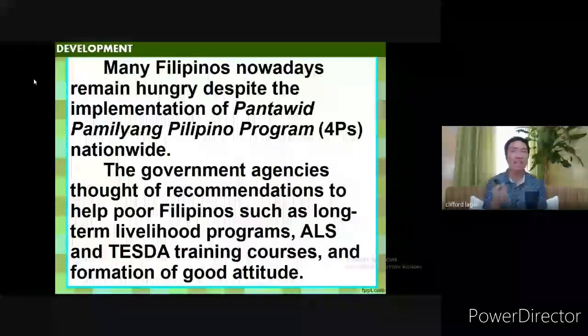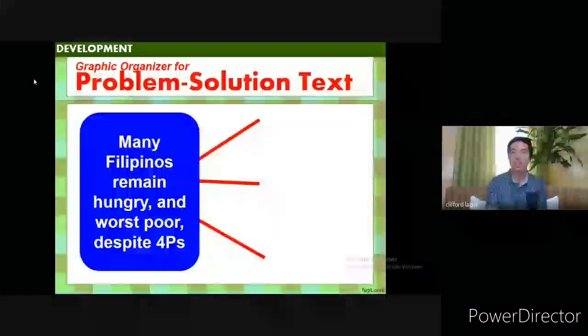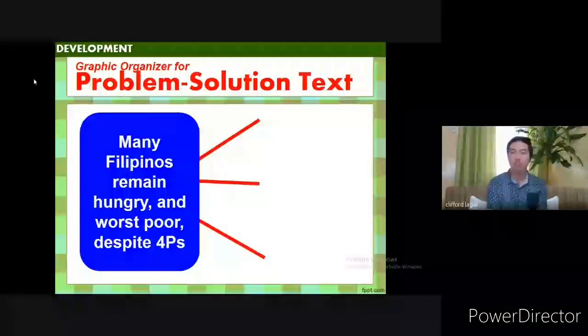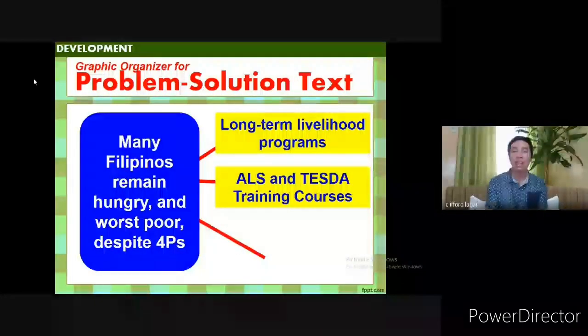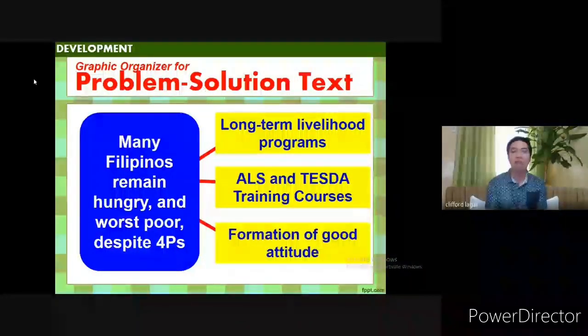Okay, so let's try to organize the thoughts in this problem solution text. So this is the problem identified. Many Filipinos remain hungry and poor despite poverty programs. And these are the following solutions. Long-term livelihood programs, ALS and TESDA training courses, and formation of good attitude.